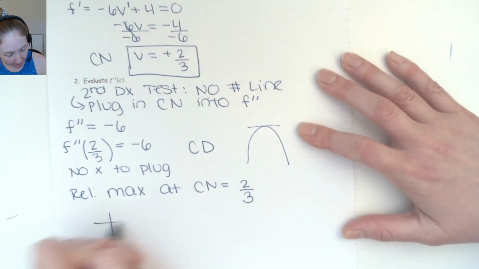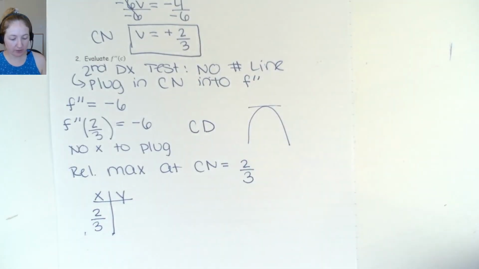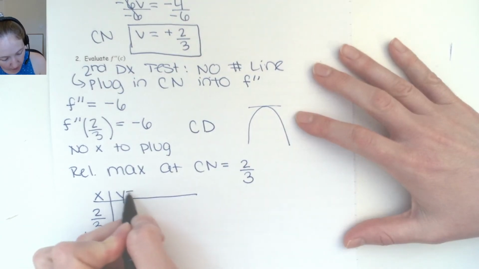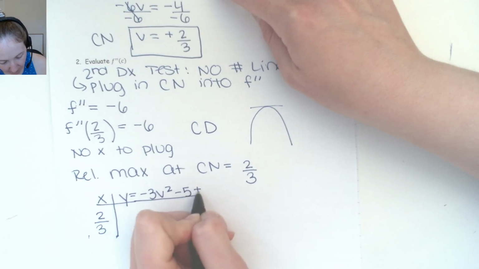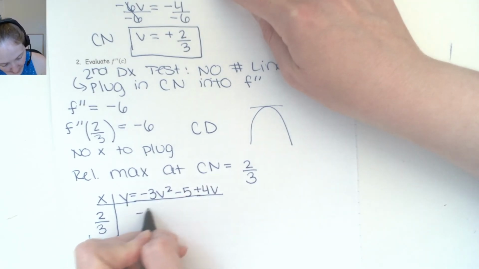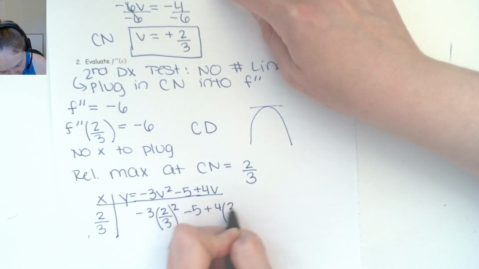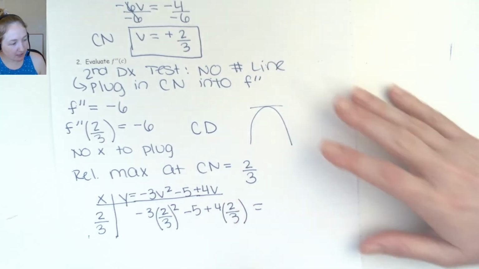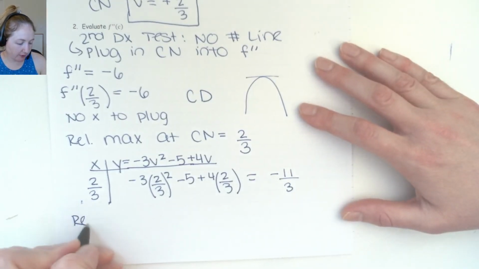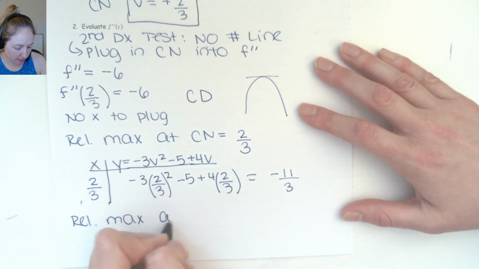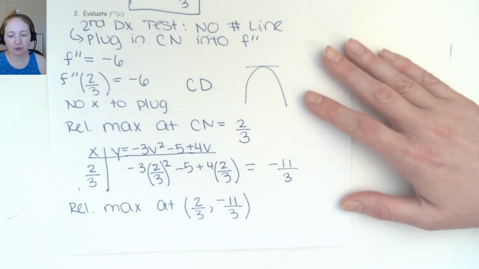Once we know we have the max at 2/3, we then take our little t-chart and plug 2/3 into the original function: negative 3v squared minus 5 plus 4v. When you do that computation, it will give you negative 11/3. So that tells us that we have a relative max at (2/3, negative 11/3).